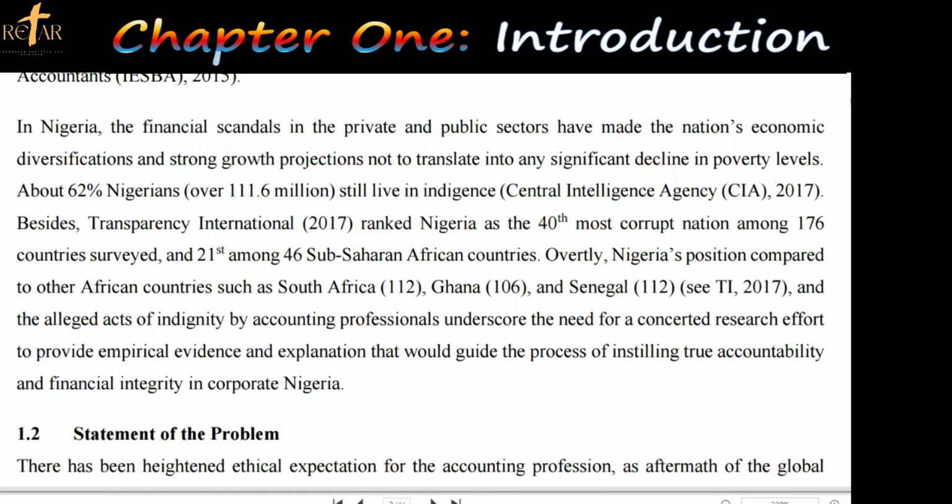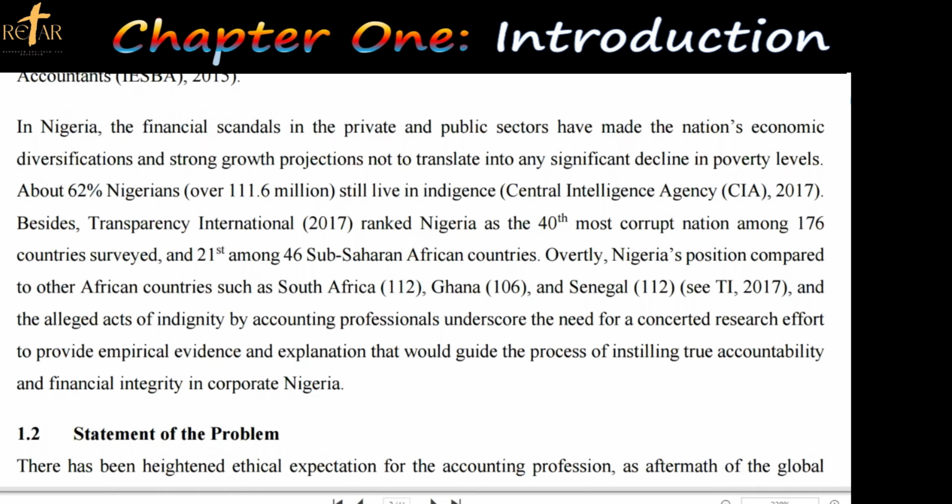Now we are in 2023, but as at 2017, the Central Intelligence Agency, CIA, came up with this information. And so you are giving a background why we need to investigate ethical decision making among accountants. Remember, earlier on, you have shown that they are very important if we must ensure financial integrity.